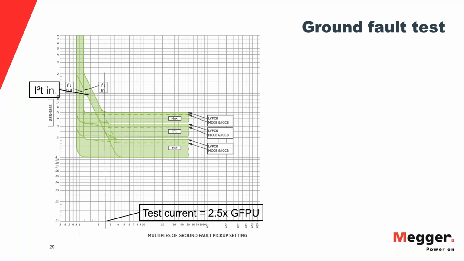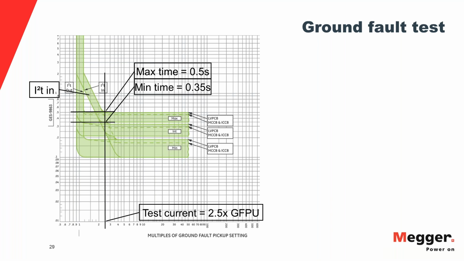So just as we said in the previous slide, we are going to use a test current of 2.5 times the pickup value. So we're going to draw a line which intersects the horizontal axis at 2.5 times the pickup. The 2 points on the I square T in band at which the vertical line intersects the band are the trip limits. In this case, the maximum time is 0.5 seconds and the minimum time is 0.35 seconds. You can see that the band is pretty narrow.